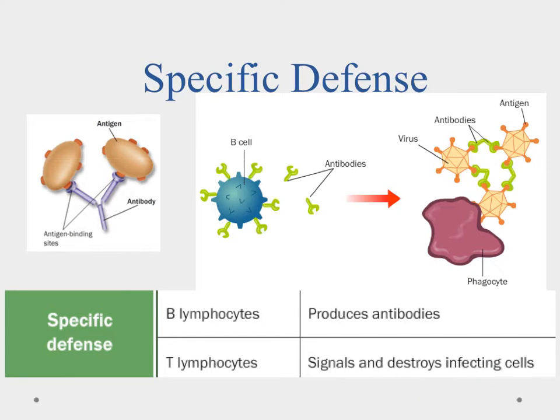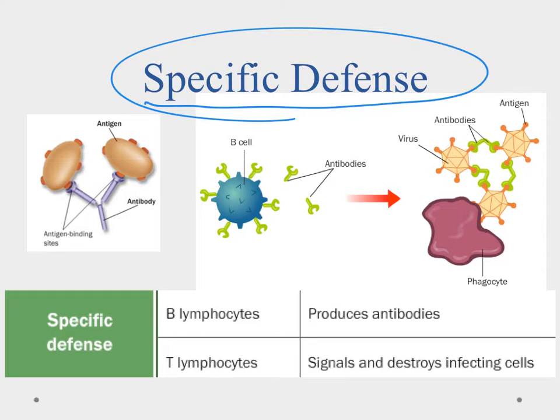Okay, sometimes instead of it just being non-specific, it's a specific defense. And that means it'll target one specific pathogen. It'll go after that one, and that's what we see going on. With those, what we see is the use of lymphocytes. And our B lymphocytes are going to produce antibodies. So we'll see our B lymphocyte cell here producing these antibodies. These antibodies will then go out and they will grab onto this virus or whatever pathogen it is.